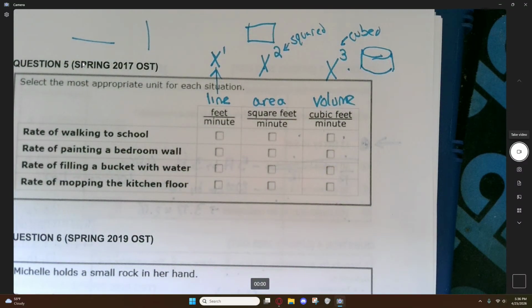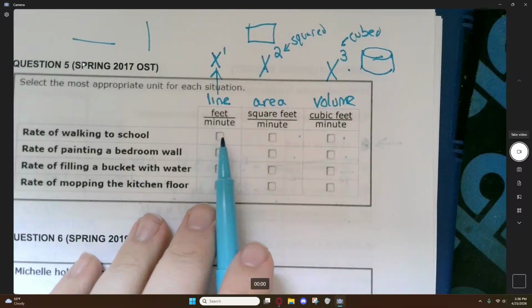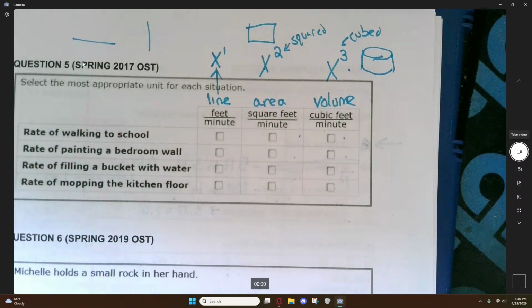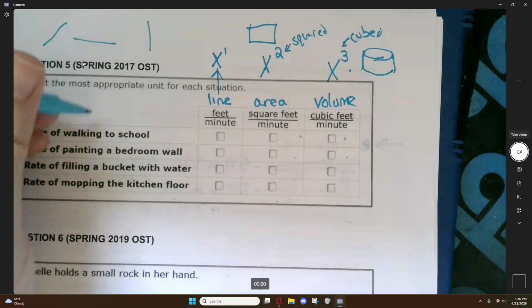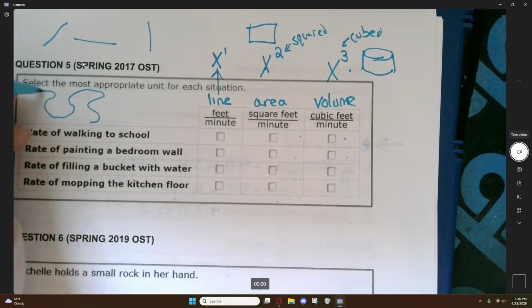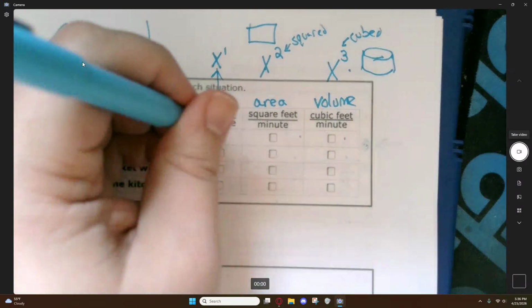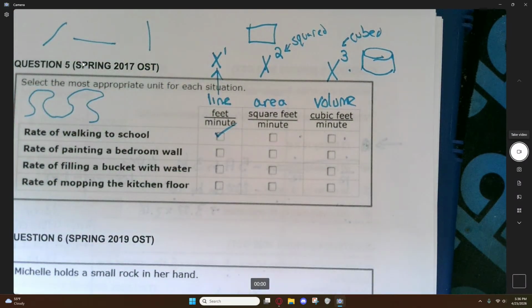That's amazing. So, the rate of walking to school, right? That's usually a straight line. Or, at least, it's a little bit of a curve, but you're not filling in anything, right? So that would be feet per minute. You're thinking only in one dimension. I'm walking forward, I'm turning right, I'm walking to the right.